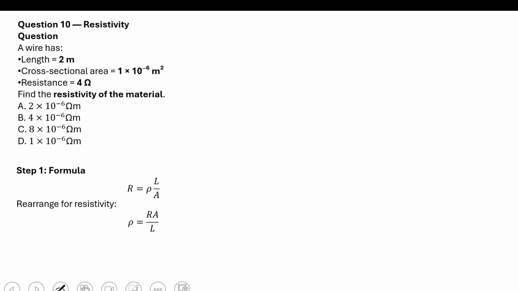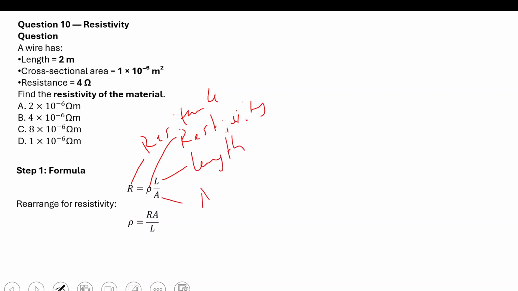So what is resistivity? Resistance is equal to resistivity times length over area. I'm just defining what all these symbols mean. R is resistance, rho is resistivity, L is the length of the material, and A is the cross-sectional area of that material. So we make resistivity the subject of the formula.